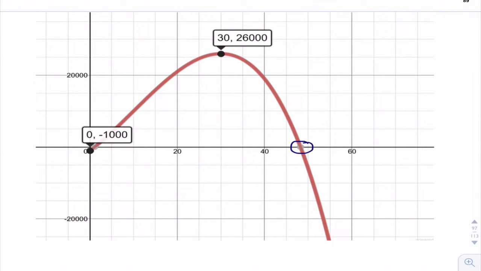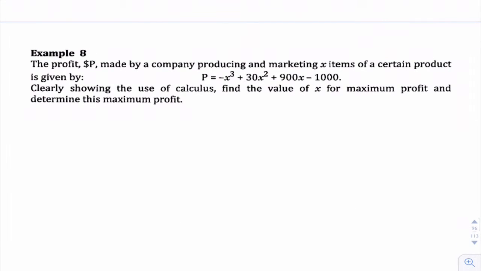And after we're producing this many items here, around about 50, you can see the profit then goes into the negative. So we definitely wouldn't want to produce any more than that. In fact, we want to produce this many. What we're trying to find is that value of x right there where the maximum value is, and the slope of the curve is 0. So let's use calculus to do that.